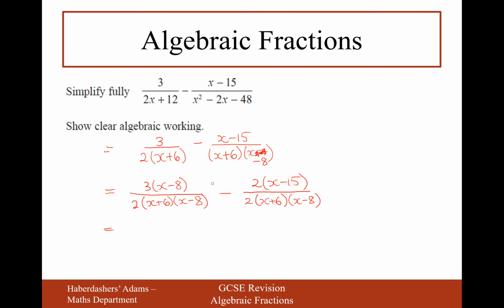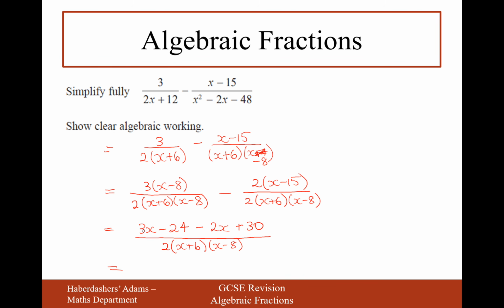So now what I'm going to do is I'm now going to just subtract the numerators. I'm going to expand the brackets as well, so it's going to be 3x minus 24 minus 2x, and this is where students accidentally make a mistake on a double negative, minus 30, because when I expand the 2 and the minus 15 that will make minus 30, and I've got to subtract it. So it's actually going to be plus 30 on this one. It's a double negative on the minus 30. All over 2 bracket x plus 6, x minus 8.